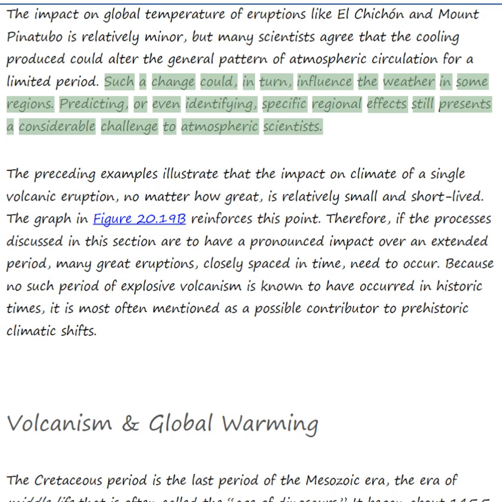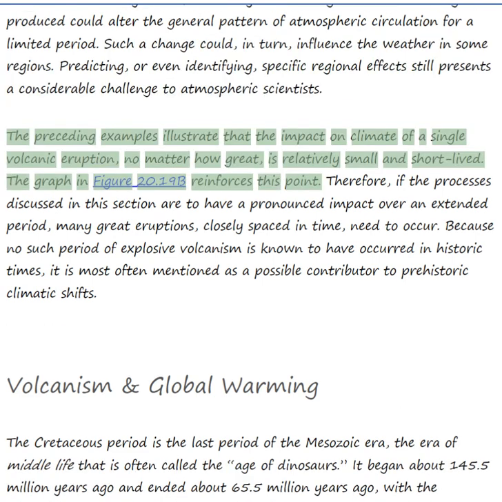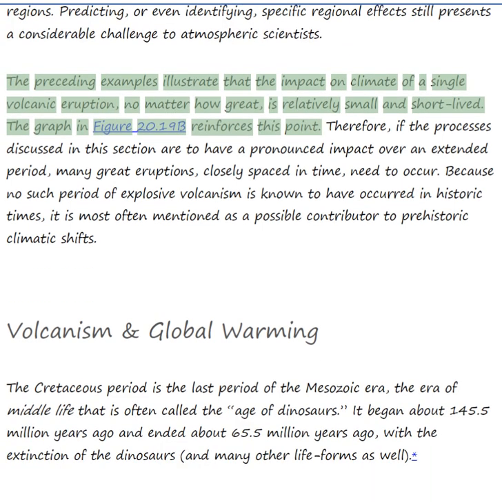Such a change could, in turn, influence the weather in some regions. Predicting, or even identifying, specific regional effects still presents a considerable challenge to atmospheric scientists. The preceding examples illustrate that the impact on climate of a single volcanic eruption, no matter how great, is relatively small and short-lived. The graph in Figure 20.19b reinforces this point.